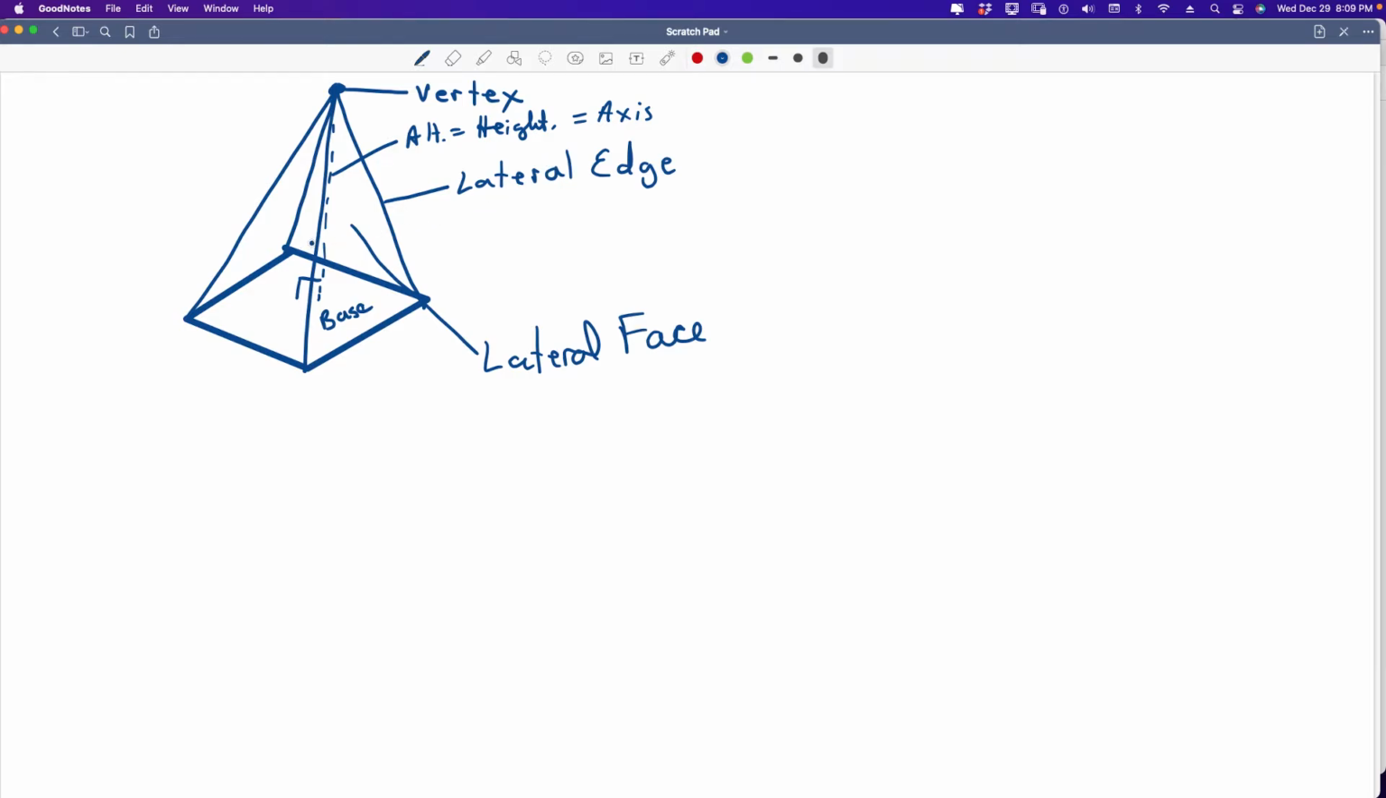Now the only other thing that's a little bit different is we have what's called the slant height, and that goes from the vertex down the, let me use a different color for that. Goes from the vertex down the lateral face to the edge of the base, and that is called the slant height. And we will be using the slant height for various things. Okay, so that's a pyramid.